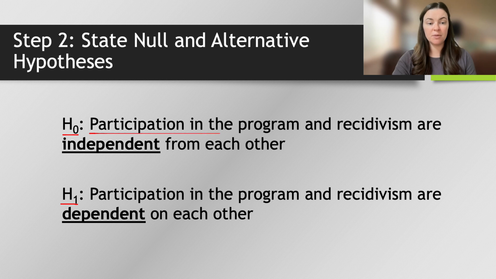In this case, it was participation in the treatment program and recidivism. For our null hypothesis, we'll state that they are independent from each other, meaning our statement of no difference is that we don't have any reason to suspect that these two variables will have an association or a relationship to one another. In our alternative hypothesis, we also state what the two variables of interest are, so again, participation in the program and recidivism, but now we're saying that they are dependent on each other, or that there is some sort of relationship or association between these two variables.